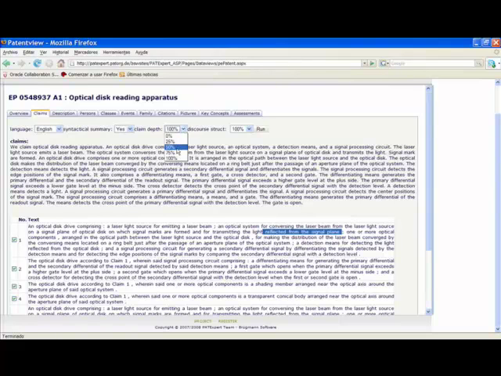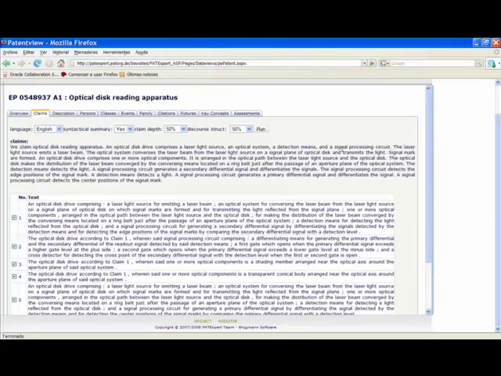Let's now set the claim dependency structure to depth 50% and the same with the discourse structure, and run the system again. So we see that the summary is now even shorter, and that's plausible because the claim dependency structure is reduced by half. That is, a number of dependent claims have been removed. The same applies to the discourse structure within the individual claims.